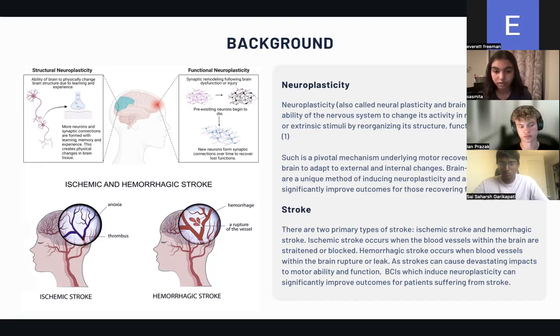Brain-computer interfaces are a unique method of inducing neuroplasticity, as such can significantly improve outcomes for those recovering from motor injury. Stroke. There are two primary types of strokes: ischemic stroke and hemorrhagic stroke. Ischemic stroke occurs when the blood vessels within the brain are strained or blocked. Hemorrhagic stroke occurs when blood vessels within the brain rupture or leak. As strokes can cause devastating impacts to motor ability and function, BCIs which induce neuroplasticity can significantly improve outcomes for patients suffering from stroke.